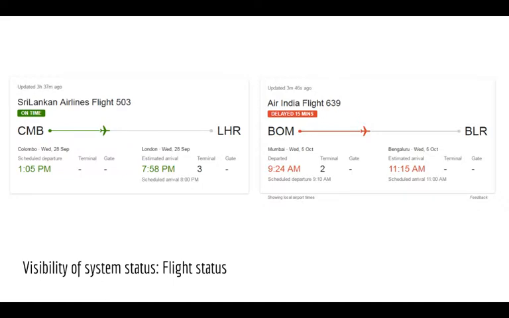And here's another example, flights. The one on the left is a good example of using color too, but we'll get to that later. The one on the left is on time. It gives you the locations, the scheduled departure, the estimated arrival, and then the same thing here, but with the delayed and updated times.